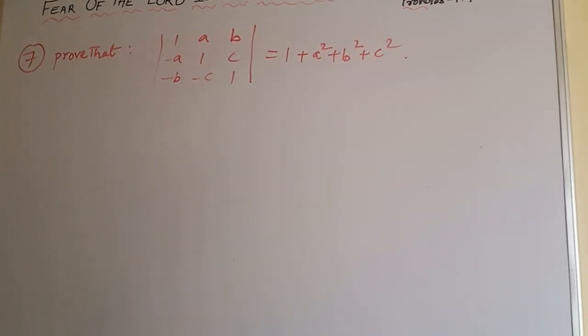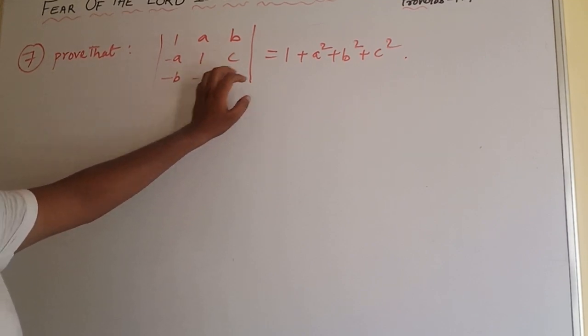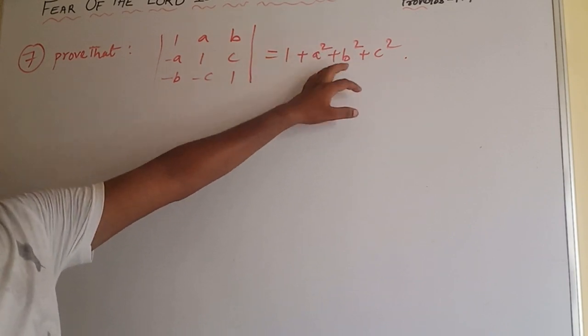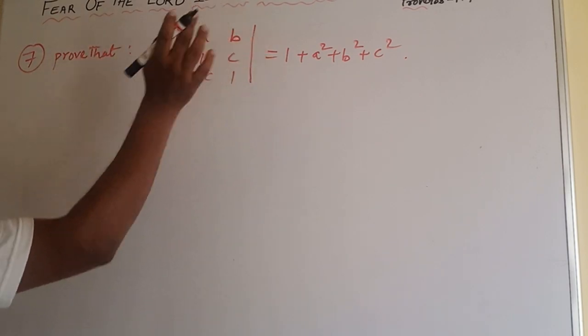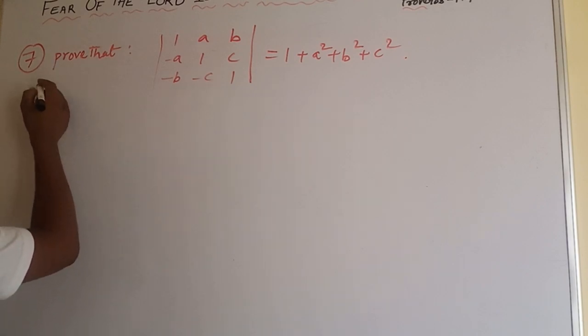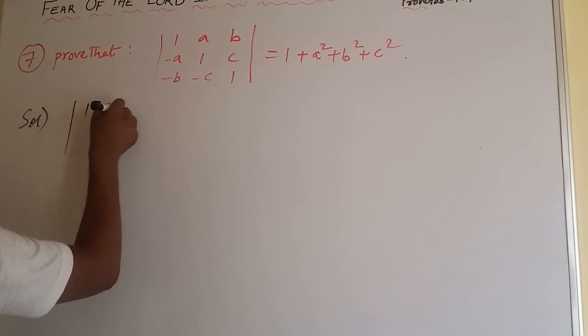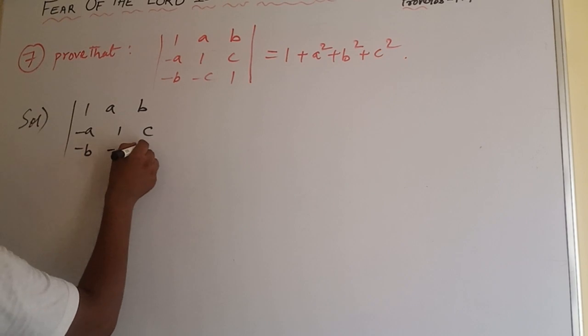Alright, the next is: prove that the order 3 determinant given has the answer 1 plus a square plus b square plus c square, and it is very simple. So you just go through it and you can complete it. It is a very simple one. So first, the solution: given 1 a b, minus a 1 c, minus b minus c 1.